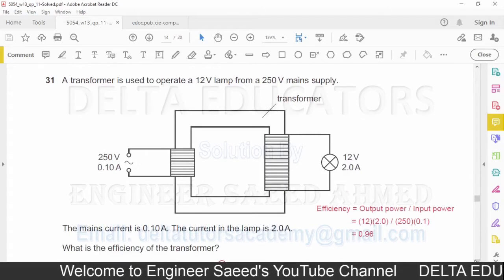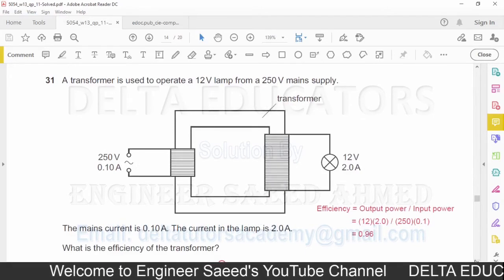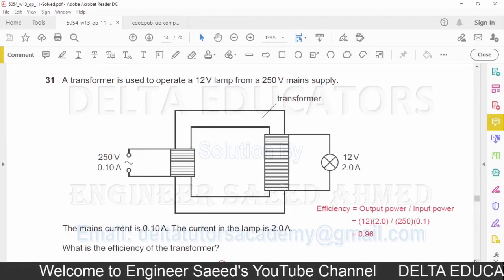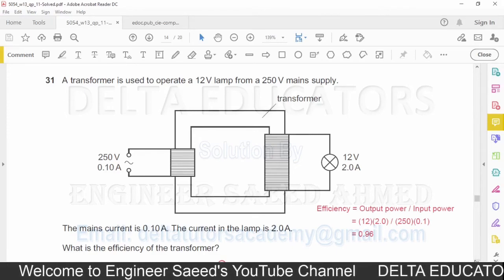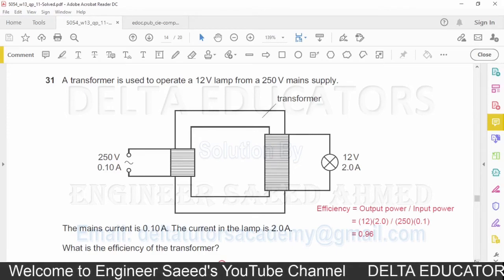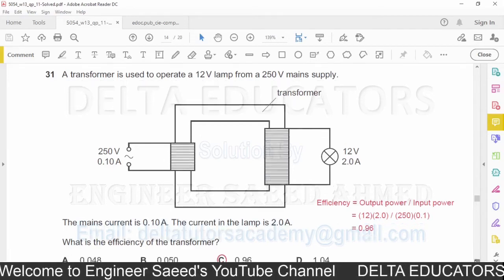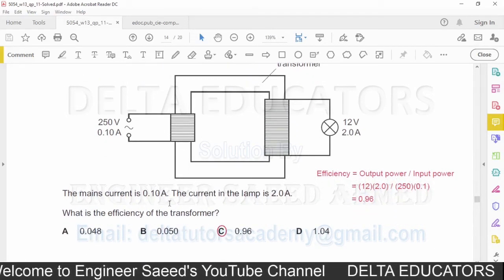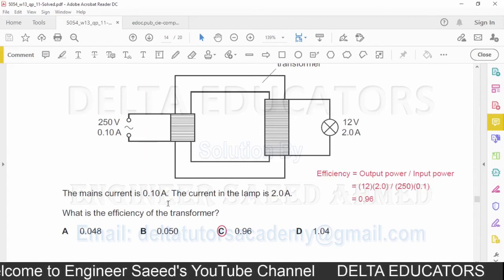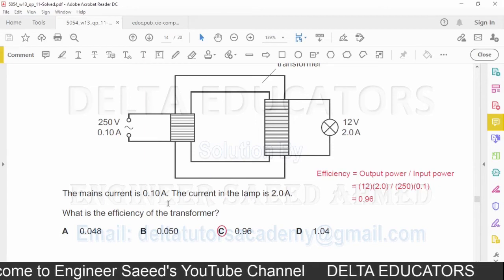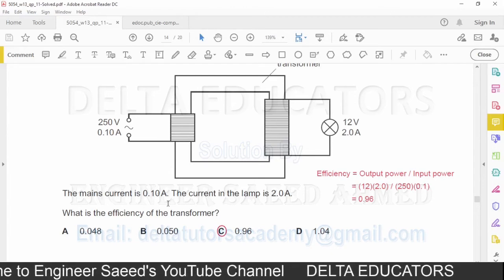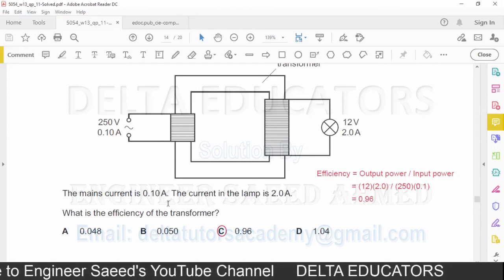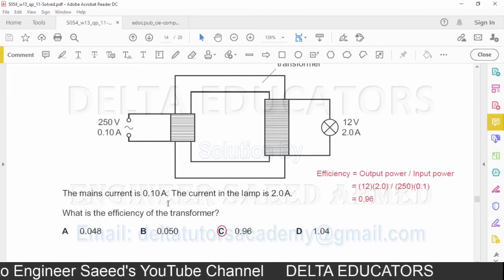Question number 31. A transformer is used to operate a 12 volt lamp from a 250 volt mains supply. The mains current is 0.1 ampere. The current in the lamp is 2 ampere. What is the efficiency of the transformer? Efficiency is given as output power over input power. Now electrical power is given as product of voltage and current. Electrical power is equal to V into I.